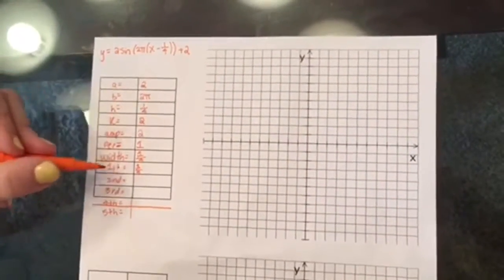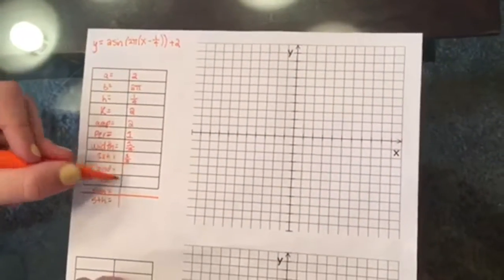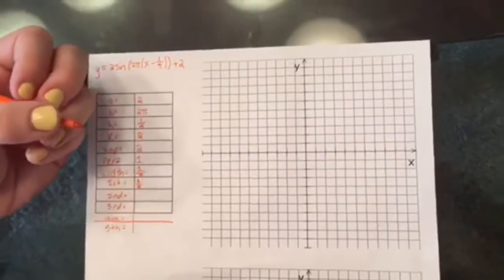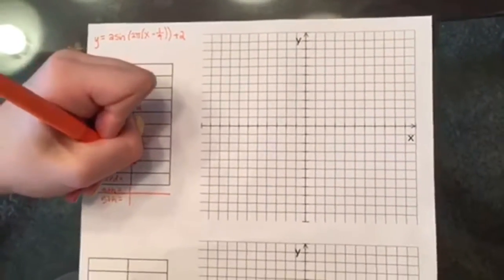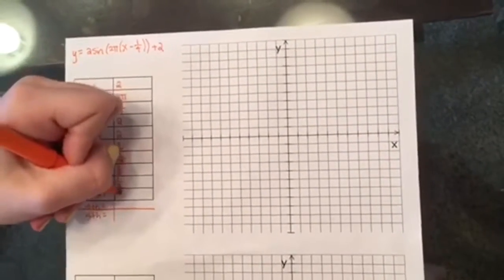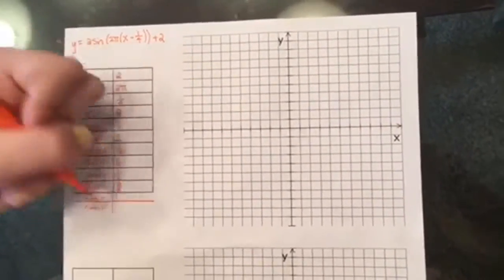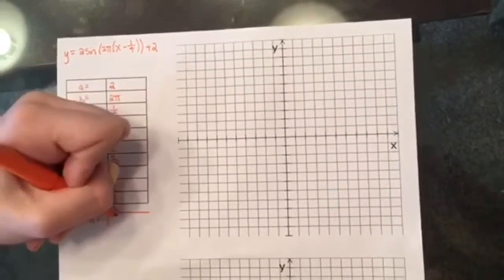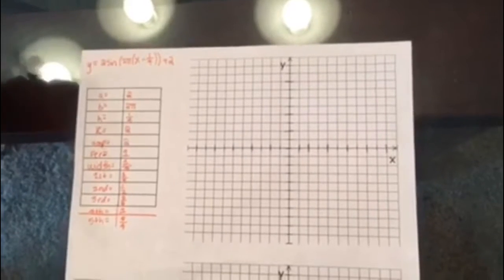So now we're just going to keep adding the width to this value. So next we can get 1/2, and then 3/4, then 1, and then 5/4. So now it's time to graph this function.